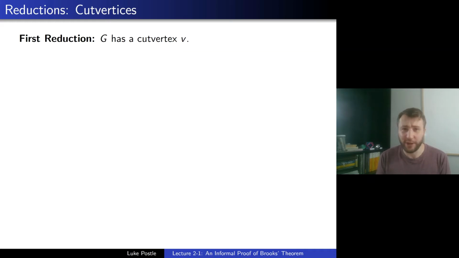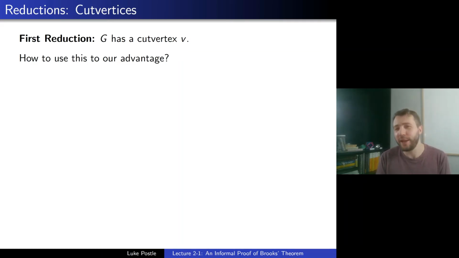We know the graph is already connected, but let's ask what if it has a cut vertex? G has a cut vertex V. How to use this to our advantage? How to use the fact that it's a cut vertex? So maybe imagine for yourself a moment, maybe draw a picture of a generic cut vertex and label the graphs it cuts into and do that.